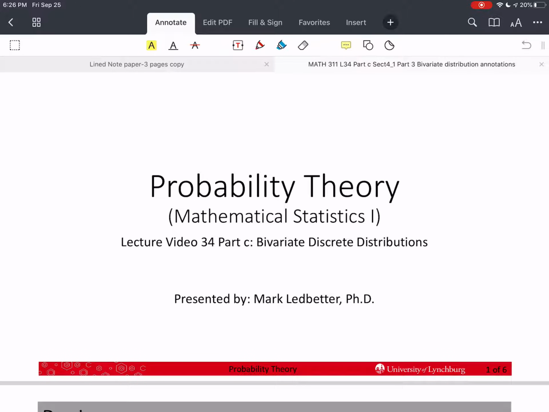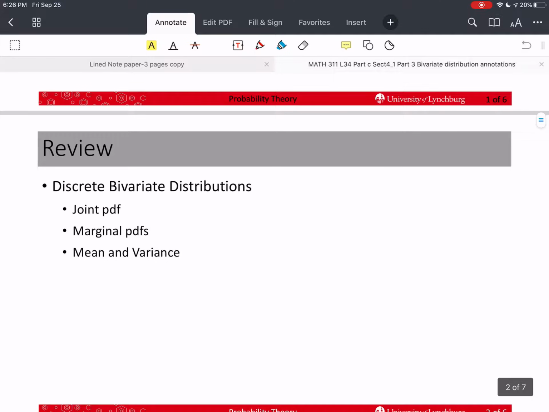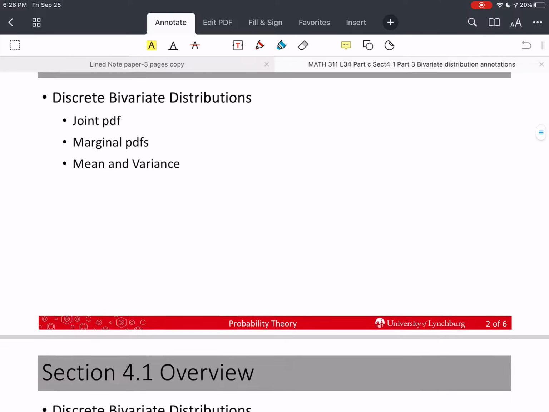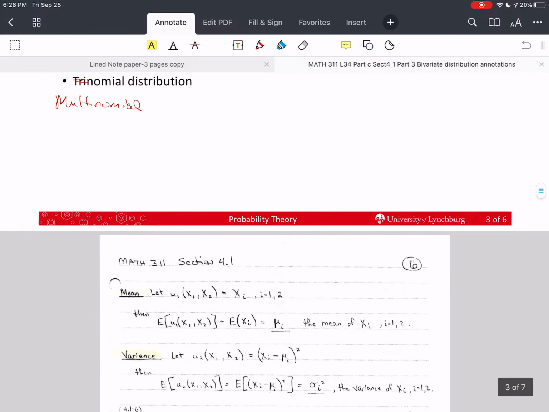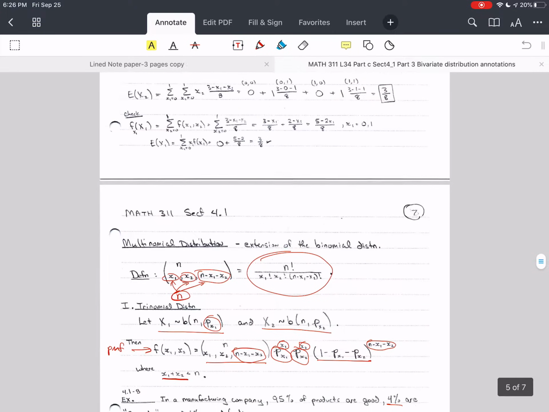We are going to conclude our discussion of the bivariate discrete distributions. Last time we talked about the mean and the variance and expectation and even independence. This time we're going to talk about the trinomial and the multinomial distribution.